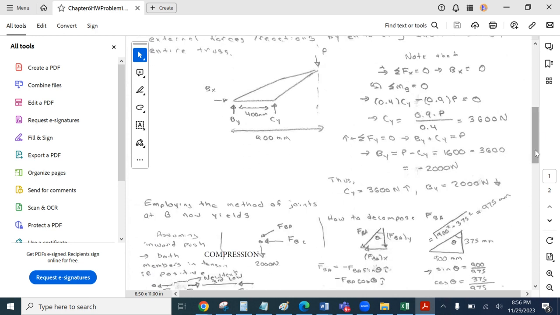Now you can go joint by joint and draw a free body diagram of a particle. In statics of particles, you have two equilibrium equations, the sum of all forces in the x and y direction being equal to 0, and you can solve for any unknowns that you have.